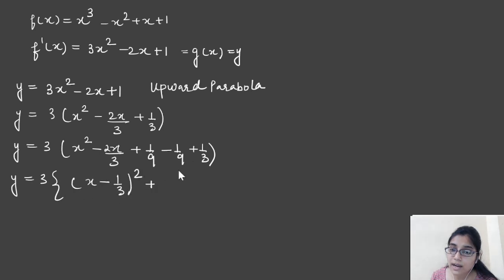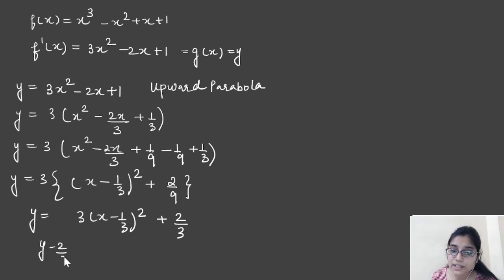And now you have to merge these two, minus 1 by 9 plus 1 by 3. So this is going to be what? This is going to be 2 by 9, because you will take 9 LCM, then this is 3 minus 1, 2 by 9. Okay, so what next you will do? You will shift it this side. So this came out to be 3 times x minus 1 by 3 whole square plus 2 by 3. So this came out to be y minus 2 by 3 equals 3 times x minus 1 by 3 whole square.